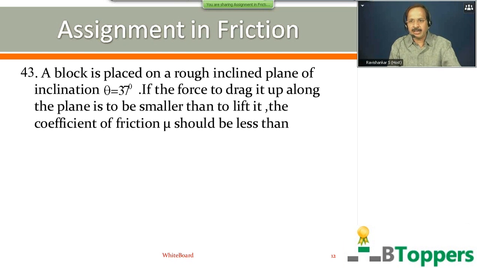So I am going to continue the discussion of solutions for the questions in the assignment in friction. In the previous class, I discussed the solutions up to question number 42. Now I am going to discuss the solutions starting from question number 43 onwards. Look at question number 43 on the screen.